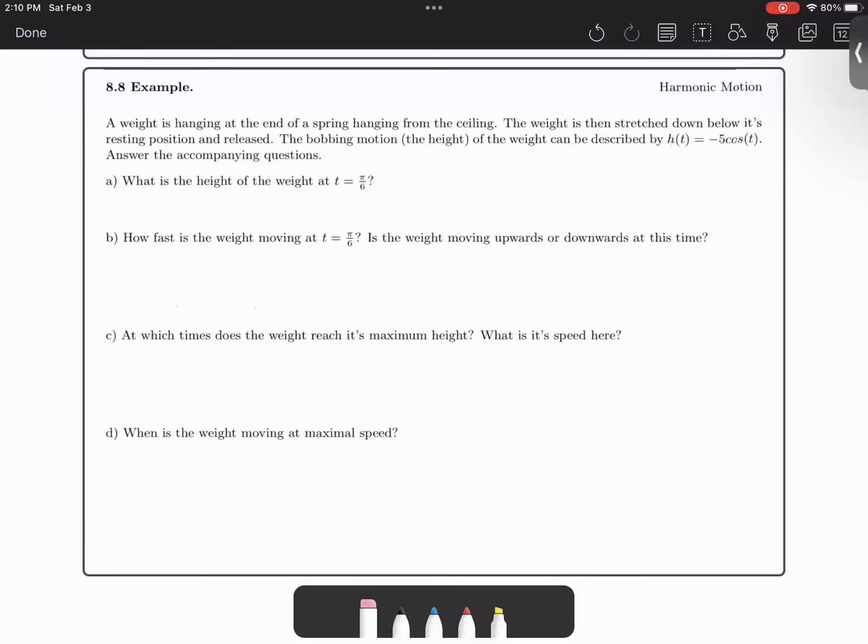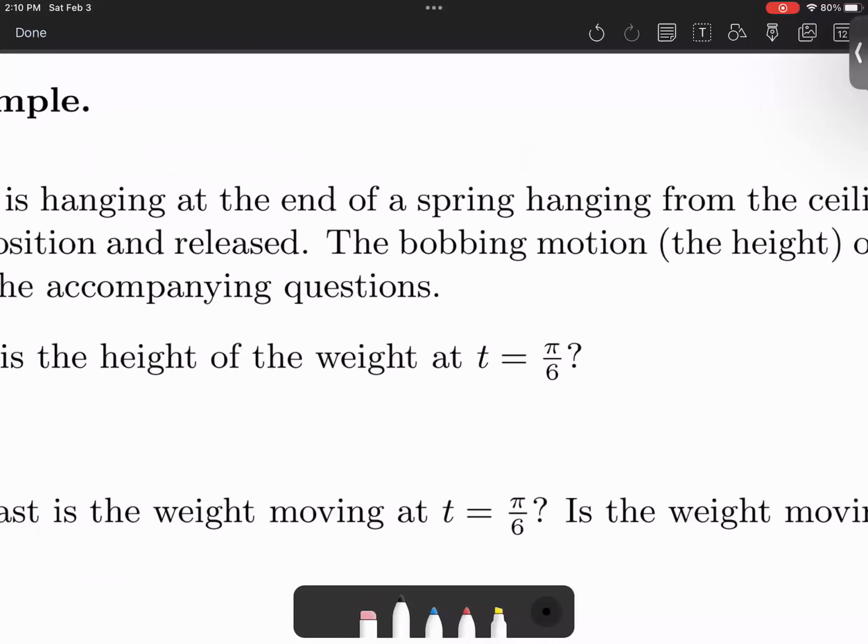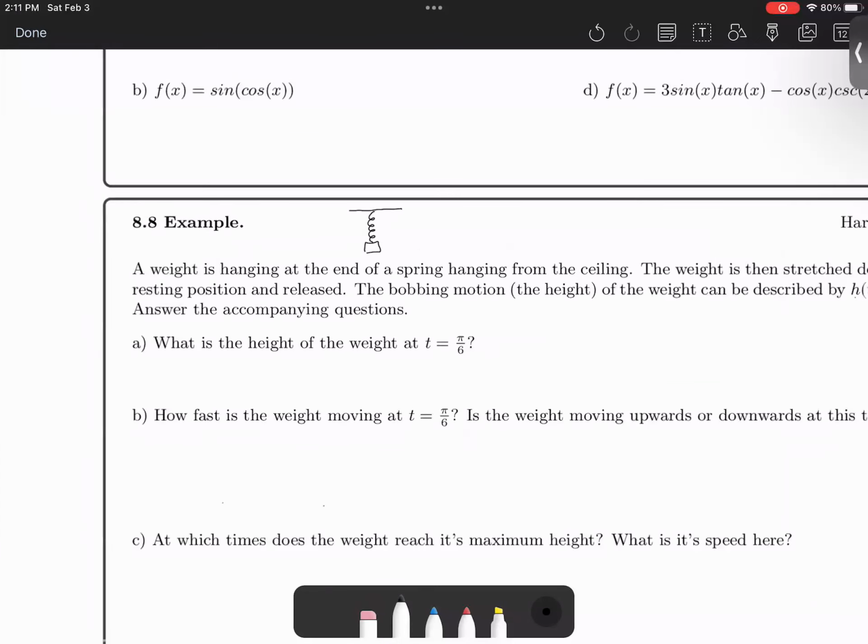Example 8.8 is going to analyze motion that's oscillating using derivatives of sines and cosines, because sines and cosines oscillate. So in this example, we have a weight hanging at the end of a spring from the ceiling. Let's just draw a picture real fast. You've got a ceiling there and a spring hanging from it and some sort of weight right there. So we initially pull down on that spring and we release it. So then it bobs back and forth.